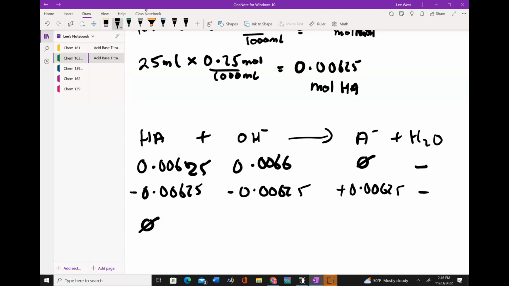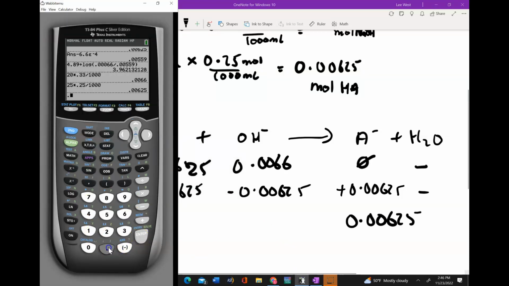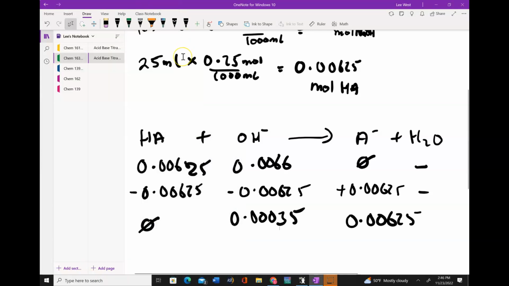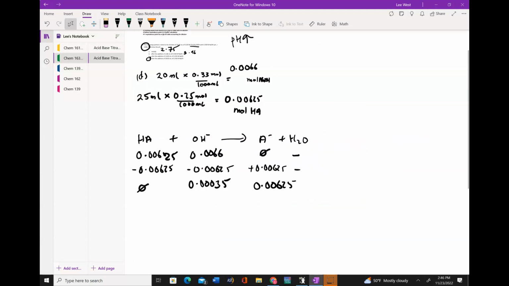So all of my acid gets used up and gets turned into its conjugate base, and then I have a little bit of extra strong base left over. 0.0066 minus 0.00625. Now I think we all know what this is going to be, but we're just being super cautious to not make a mistake.